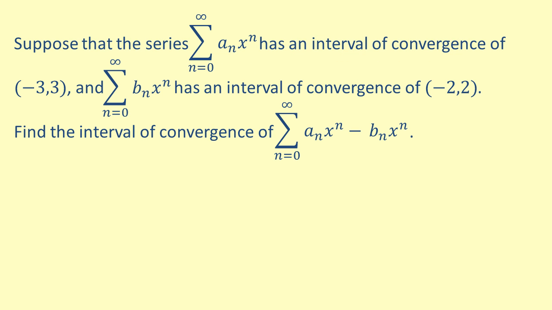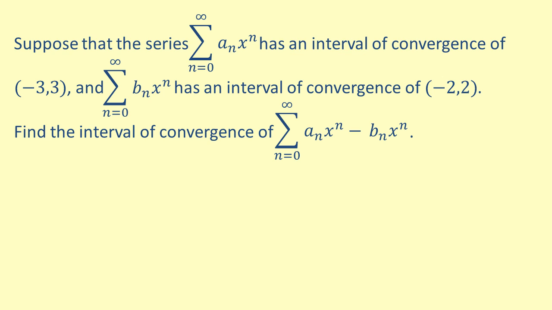Suppose we have a power series a sub n x to the n with an interval of convergence of -3 to +3. Also, suppose we have a power series b sub n x to the n with an interval of convergence of -2 to +2. What is the interval of convergence of the sum of a sub n x to the n minus b sub n x to the n from n equals 0 to infinity?